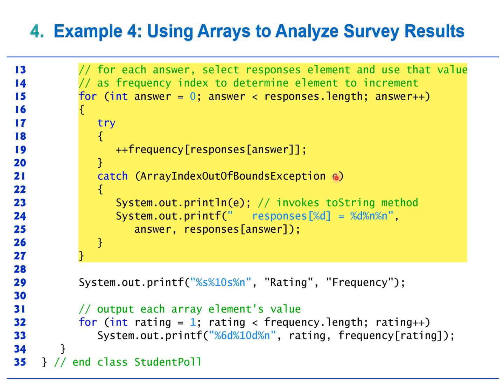So here the variable e is an object of this exception, and when we print e it invokes the toString method that converts that exception to a string that can be printed out. And in this catch block, it also displays the value of the variable answer and responses answer that causes this exception.